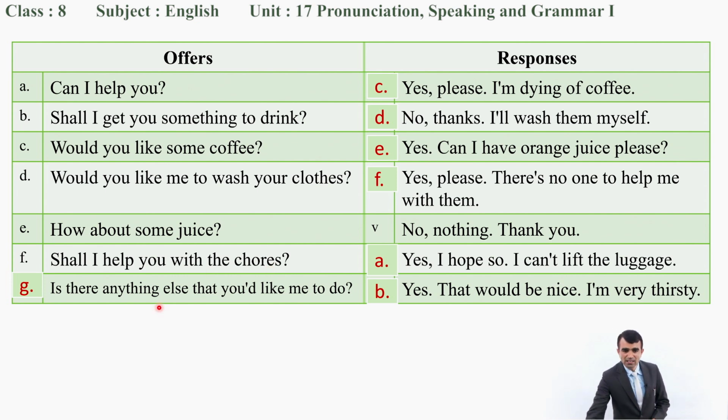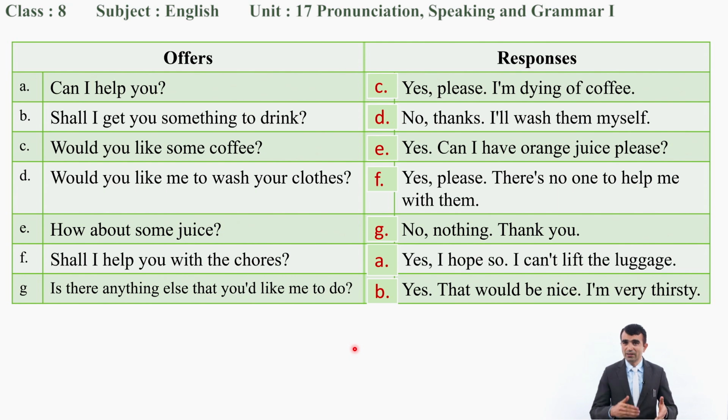Finally, is there anything else that you'd like me to do? G. Now, only one is left. That is, no, nothing. Thank you. Okay. Now, we have matched the offers with their responses. Okay. That is not over. What should we do? We should practice saying them in pairs.